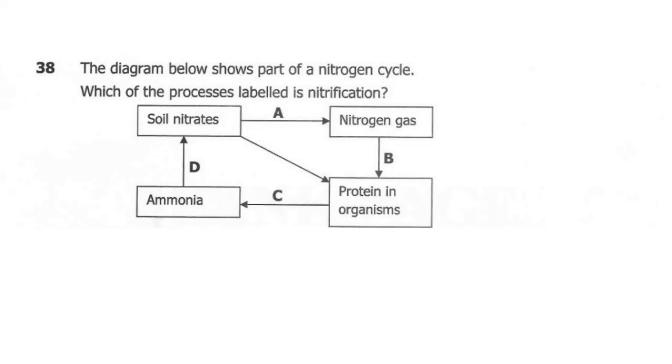Question 38. The diagram below shows part of a nitrogen cycle. Which of the processes labeled is nitrification? A. Soil nitrates to nitrogen gas. B. Nitrogen gas to protein in animals. C. Protein in organisms to ammonia. D. Ammonia to soil nitrates. What's the correct answer? Is it A, B, C, or D?